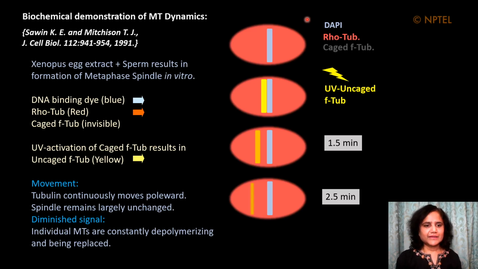So there are two conclusions: that there is poleward flux of tubulin within the mitotic spindle, and also that individual microtubules are constantly depolymerizing and being replaced within the spindle. So this experiment demonstrates that the microtubules within the assembled mitotic spindle are also quite dynamic.